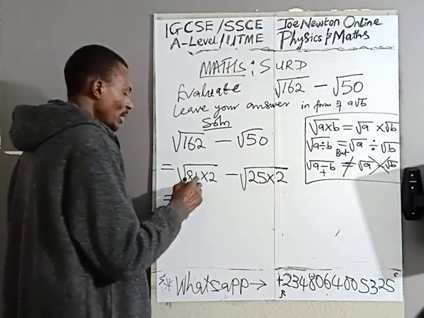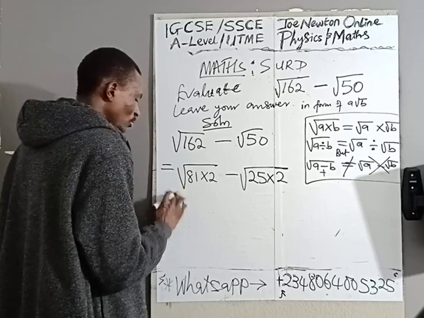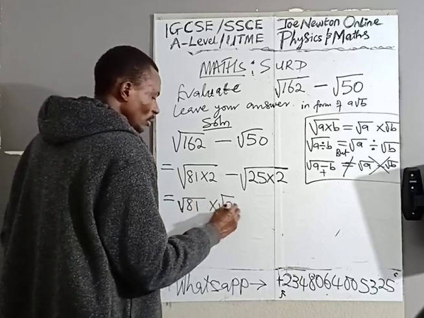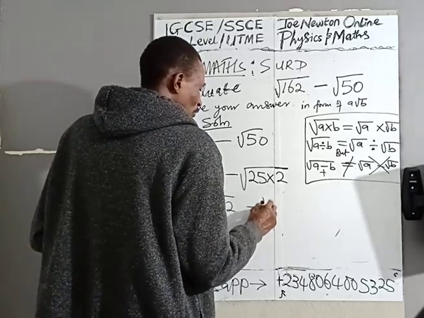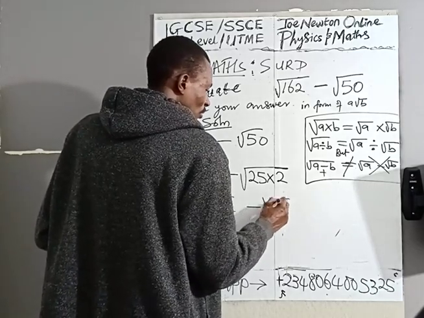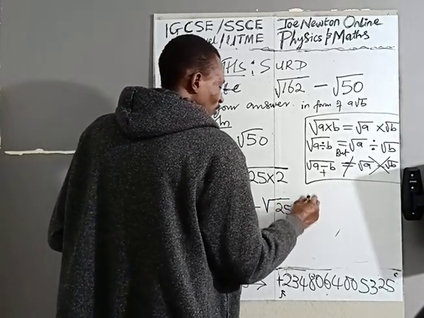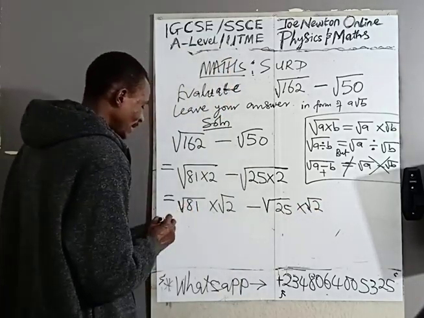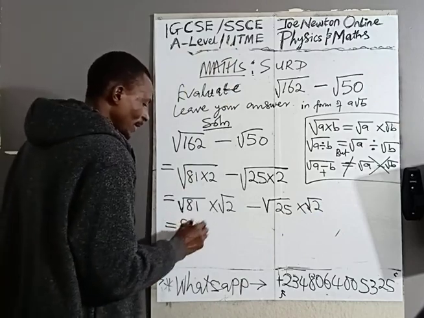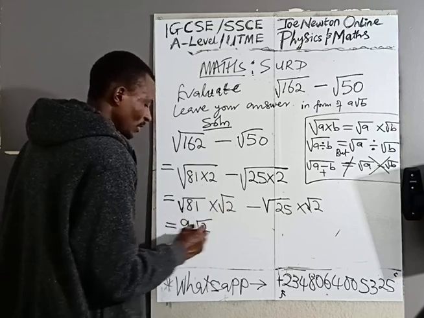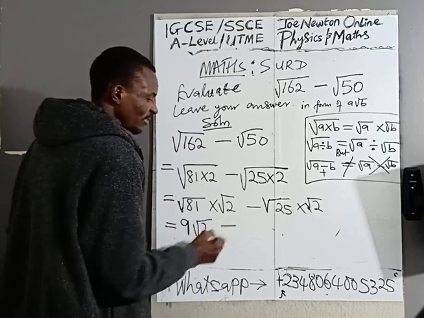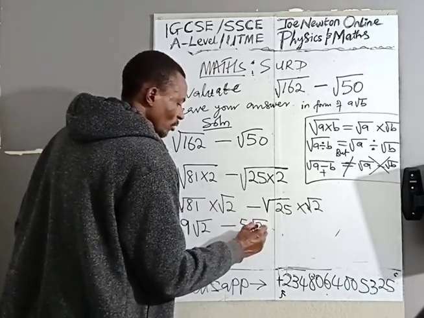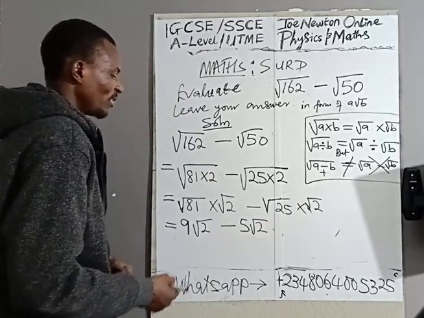Now, applying that rule here, let us simplify it gradually. This becomes surd 81 times surd 2 minus, you go to this side, surd 25 times surd 2. So the square root of 81 is 9 because 9 times 9 is 81. We take our surd 2, so it is 9 surd 2. On this side, the square root of 25 is 5 because 5 times 5 is 25. We take our surd 2. When you multiply, you get this. So this is where we are now.